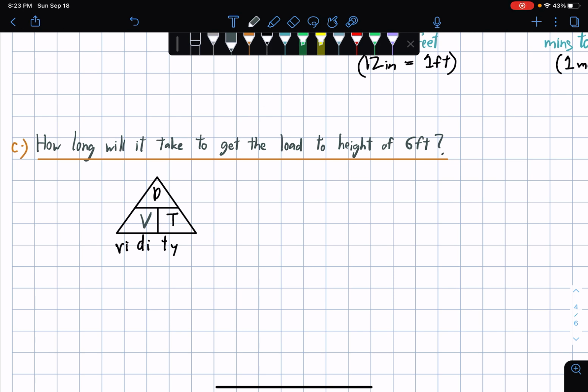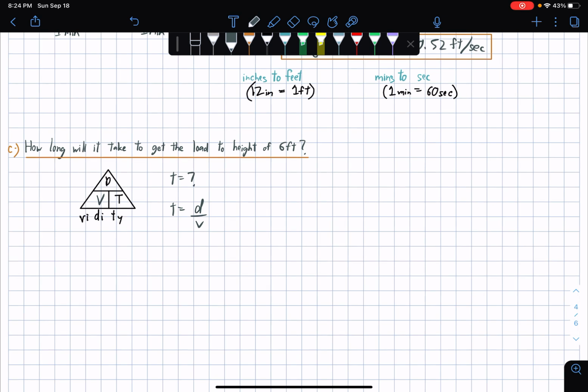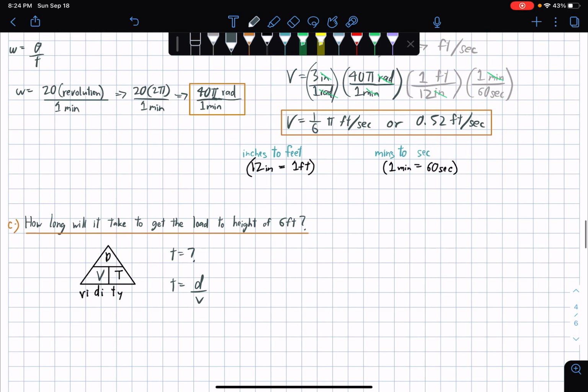How long will it take to get a load to the height of 6 feet? Why do I keep saying 60? Anyways, so the question here is time. What's missing is the time, and based on this triangle, time is equal to distance over velocity. This velocity refers to the linear velocity, the value which we found earlier. So v, as we know it, is equal to 0.52 feet per second.